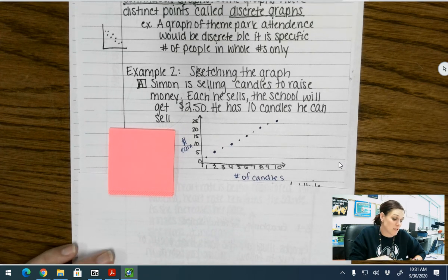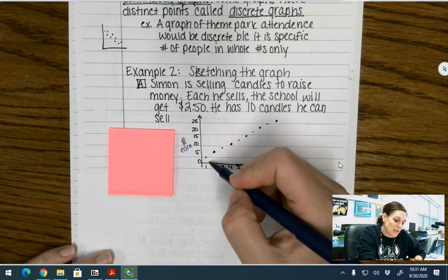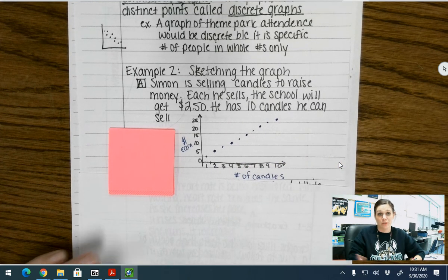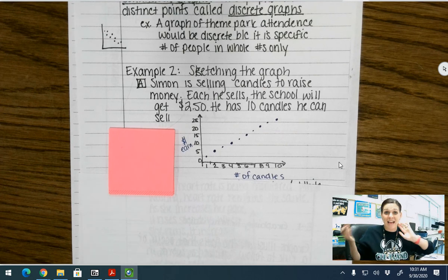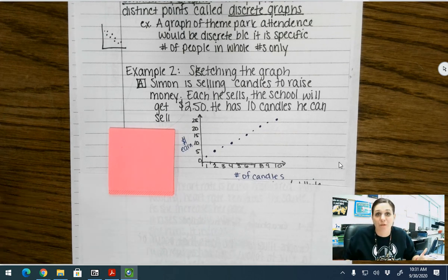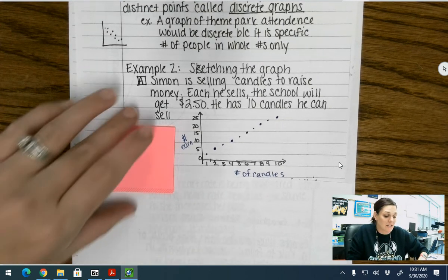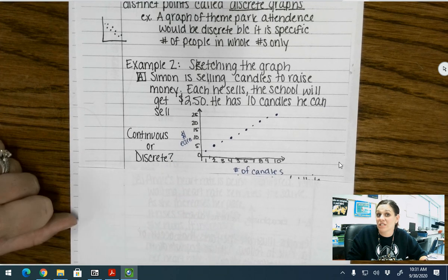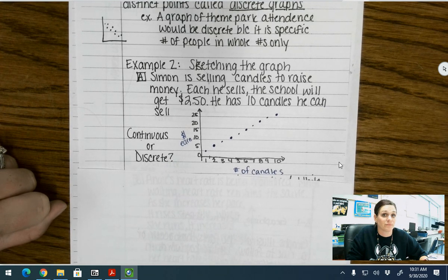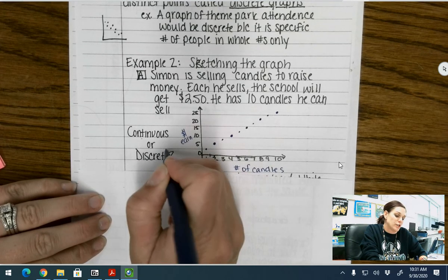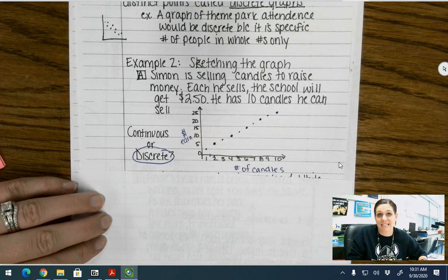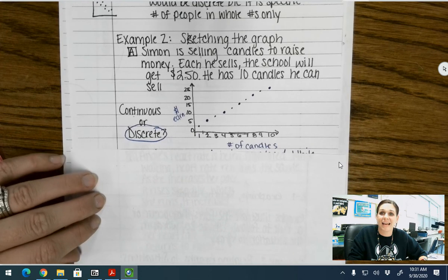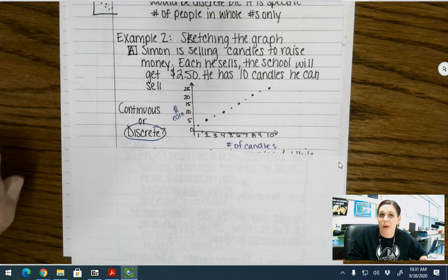If I were to connect these points, you're telling me that I'm selling 1.5 candles. So you take a candle home, you burn half of it, and you're like, hey, anybody want this half candle? No, unfortunately, that's not how it works. You're selling full candles. So I do not connect these dots. So then the question is, because I'm not connecting these dots, is this considered continuous or is this considered discrete? And it would be considered a discrete graph because I'm not connecting the dots. Okay. So what questions do you have? Anything that deals with continuous or discrete?